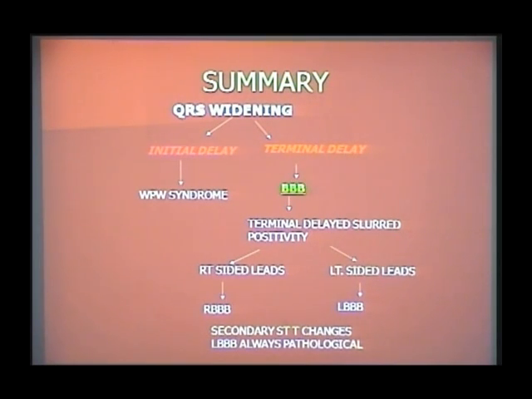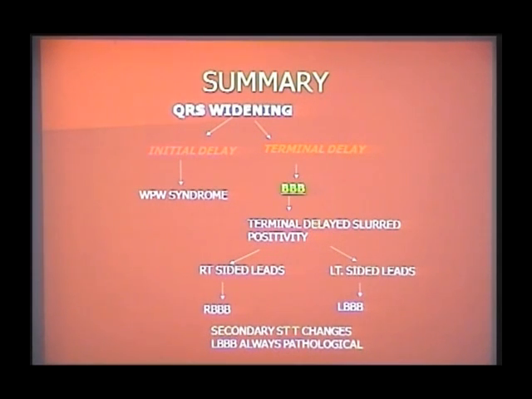In bundle branch block, the first thing is QRS widening, more than 0.08 second. Once it is widened, look whether it is due to an initial delay or a terminal delay. If it is an initial delay, it is WPW or a pre-excitation syndrome. If it is a terminal delay, it is bundle branch block. Once you decide it is a terminal delay and bundle branch block, the thing to be seen is in which group of leads the terminal delayed slurred positivity is present.